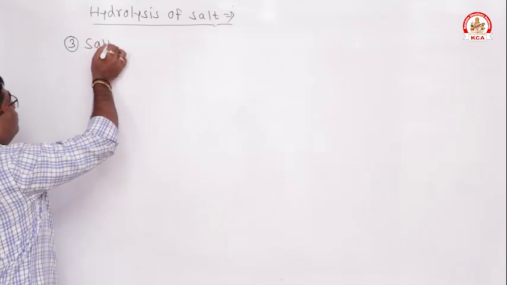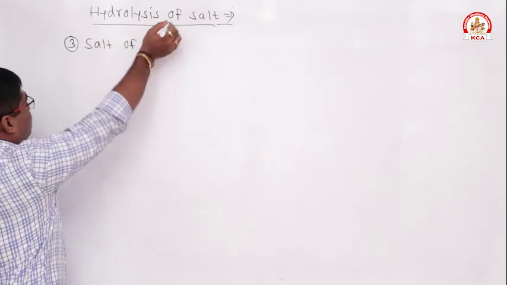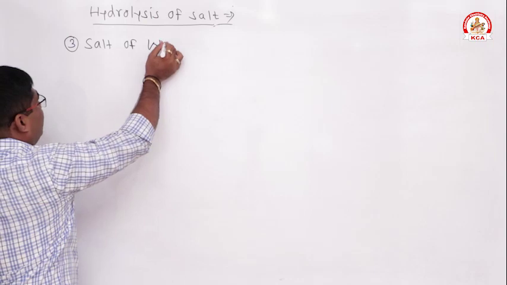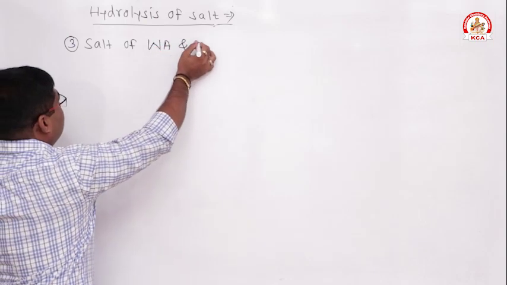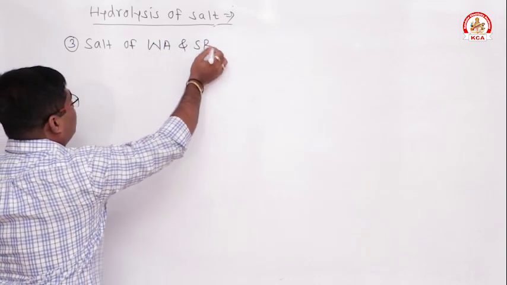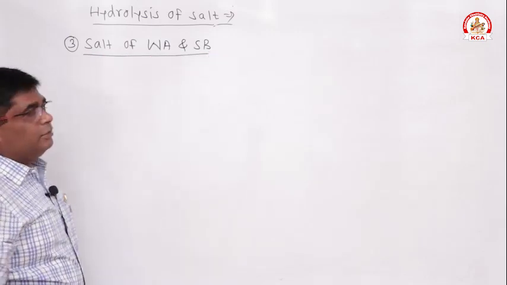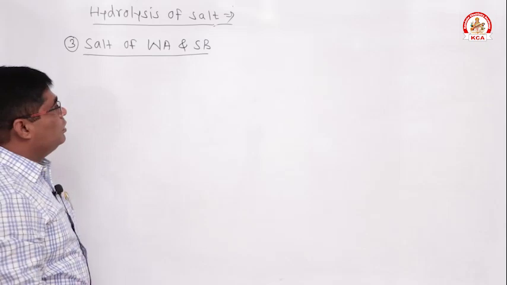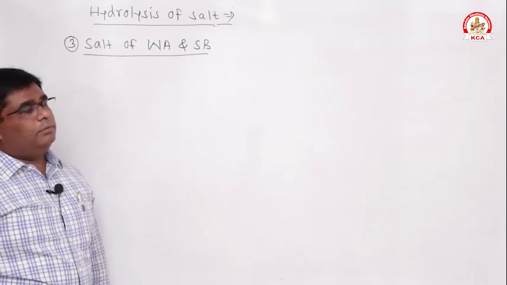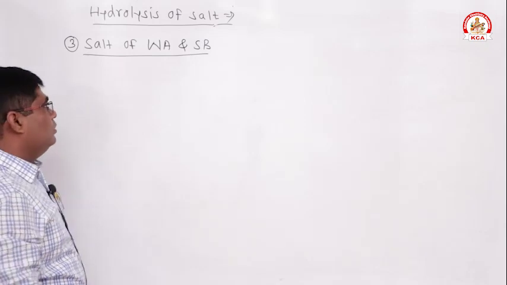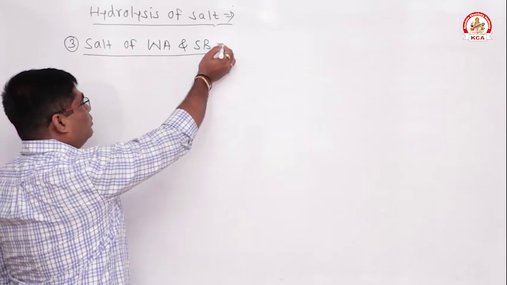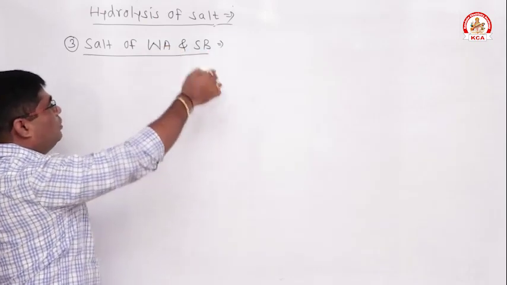Salt of weak acid and strong base. Salt of weak acid and strong base. Now here, which is the weak? Acid is the weak and base is the strong. Therefore, the nature of this salt, the aqueous solution of this salt, is basic.